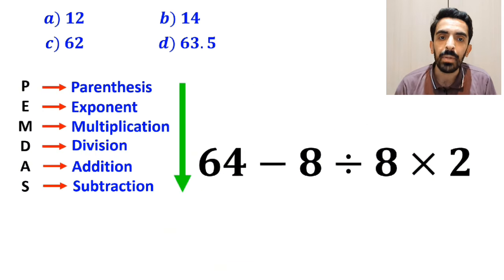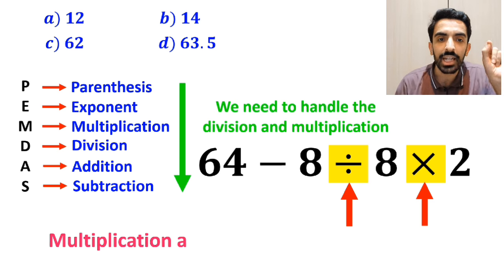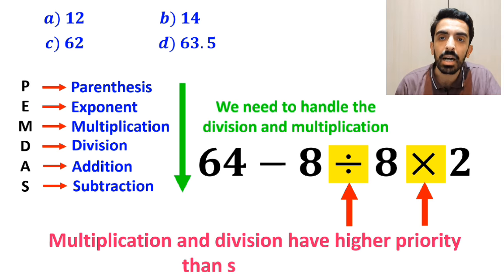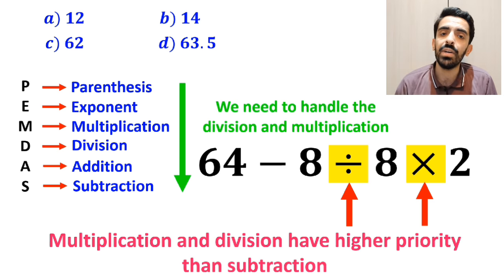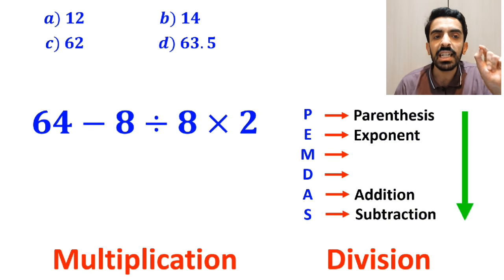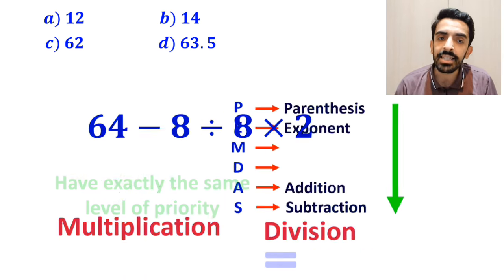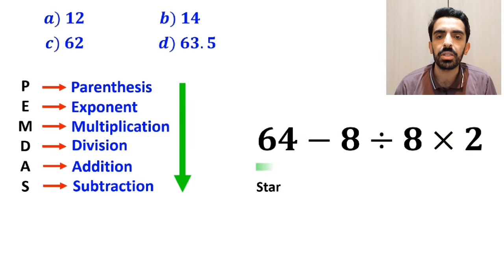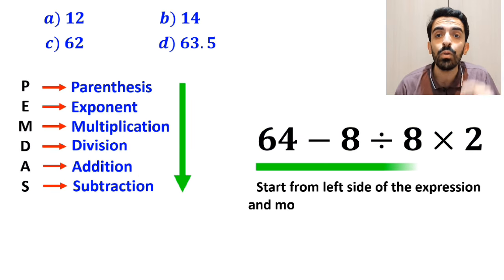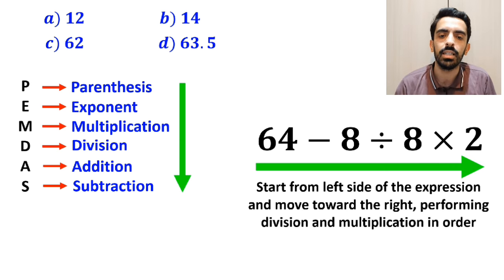In the next step, we need to handle the division and multiplication, since multiplication and division have higher priority than subtraction. However, it's very important to note that in the PEMDAS rule, multiplication and division have exactly the same level of priority. In this situation, the best thing to do is to start from the left side of the expression and move toward the right, performing division and multiplication in order.